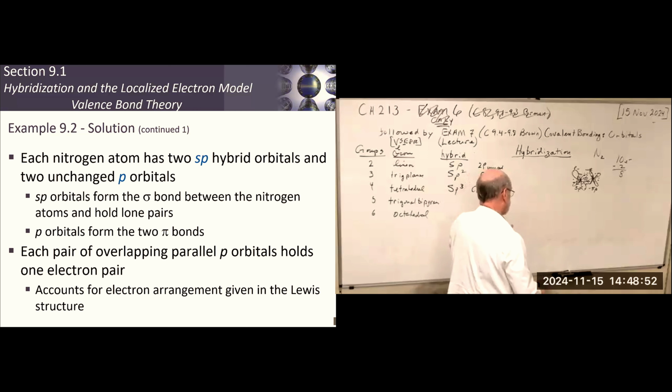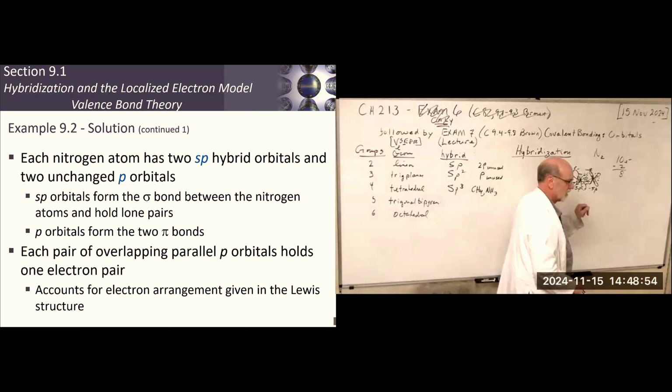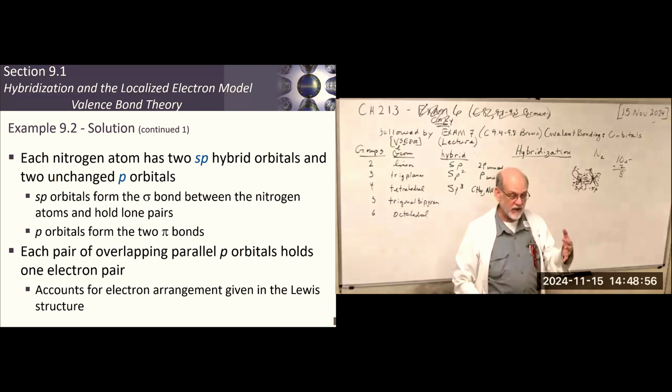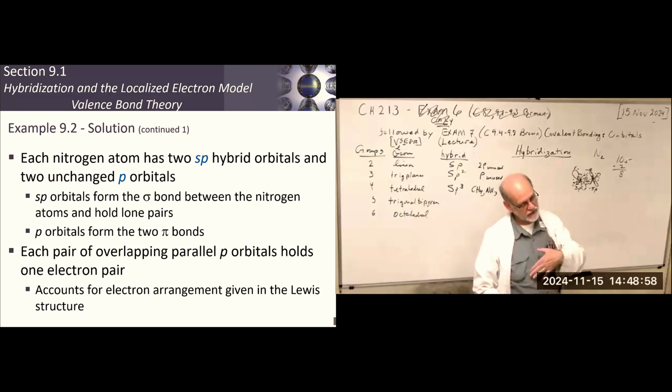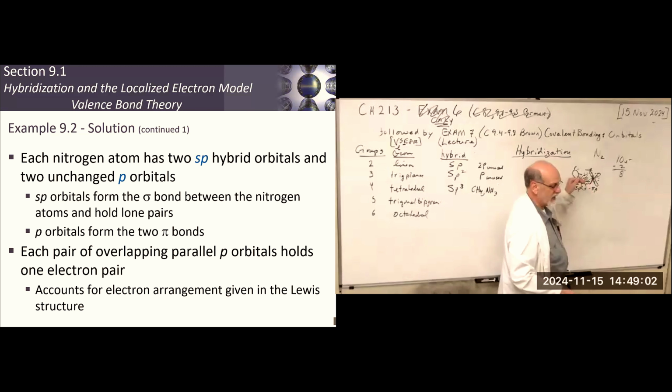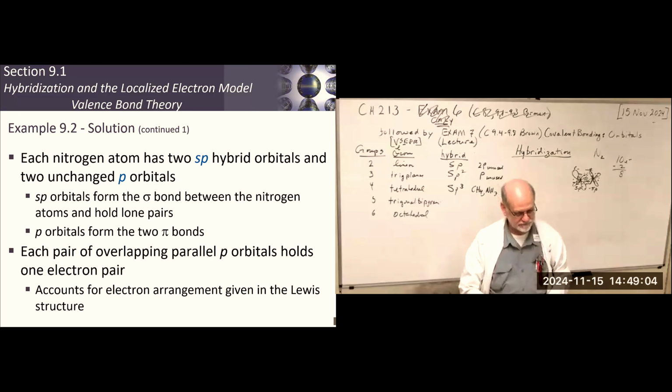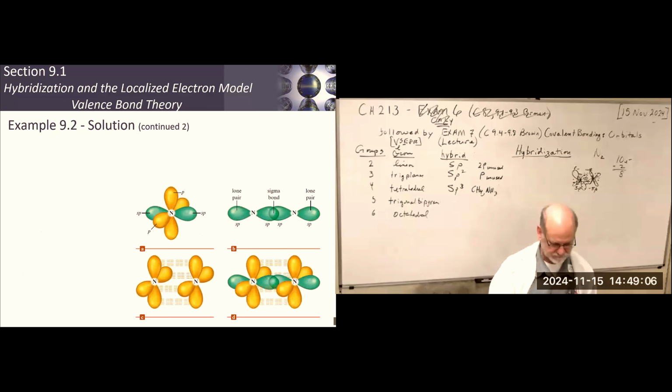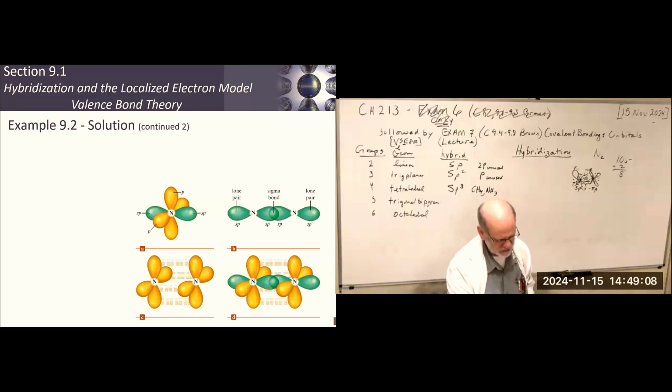So we get two pi bonds. Carbon dioxide also had two pi bonds, but one was on one side of carbon and one was on the other side of the carbon. In the dinitrogen, both pi bonds are between the nitrogens. And that's what it would look like.